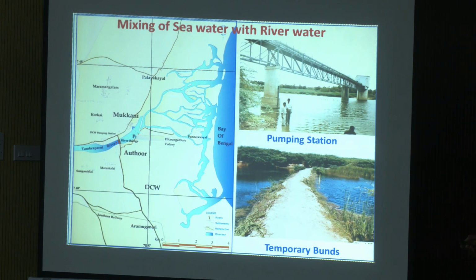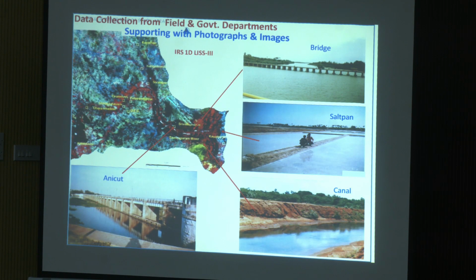Then what we have done: here in the Tamarabarni Delta, seawater is entering the river channels and polluting them, so that you are not able to use the water for drinking, agriculture or industry. So the local people have constructed temporary bunds across these river channels. During floods, all these bunds are washed away. So people are not able to use the water. So we collected all the data. Of course, this is the satellite image.